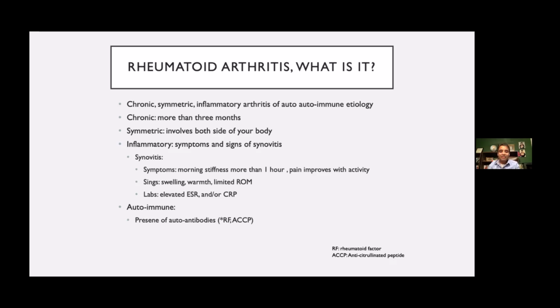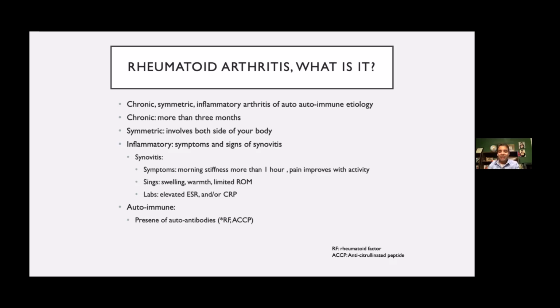Chronic, by definition, if you look at the textbook definition, has to be more than 3 months. This is more for a textbook definition or for research purposes, but clinically, sometimes we do not even need to wait for 3 months before we make the diagnosis of rheumatoid arthritis. But by definition, it has to be chronic for more than 3 months. The other key concept in rheumatoid arthritis is that it has to be symmetric, meaning it has to involve both sides of your body. It could be your hands or feet or other joints. So it's typically a symmetric fashion involving both sides of the body.